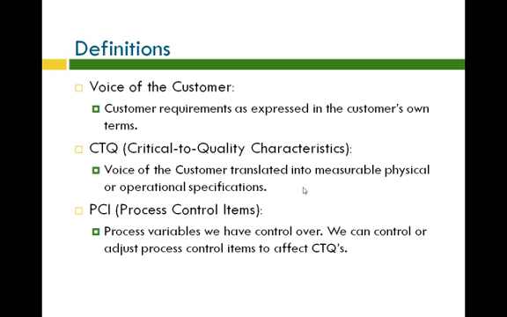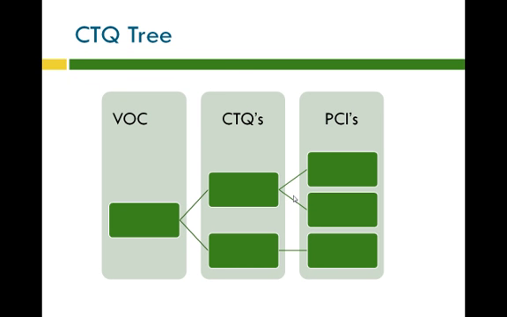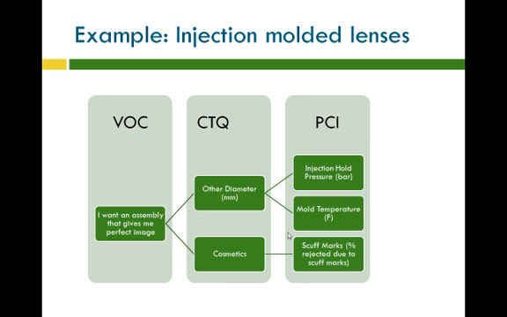Remember the definitions from section 3.2. The voice of the customer was the customer requirements as expressed in the customer's own terms. CTQ is the customer requirements translated into measurable characteristics, and then the PCIs control the CTQs. We have control over the PCIs. They're measurable too. Now, in a CTQ tree, you have three columns: the voice of the customer in the left column, then it branches out into the CTQs. You could have several CTQs to make sure you really satisfy the voice of the customer, and then each CTQ can have several PCIs.